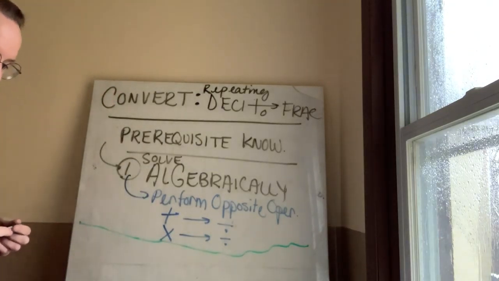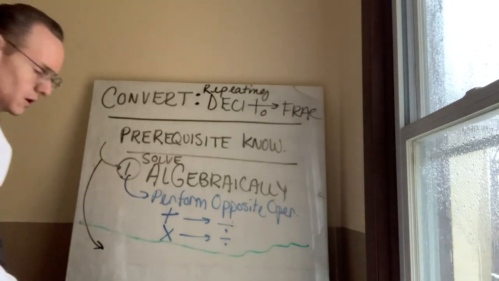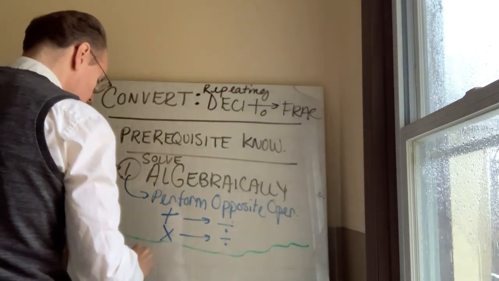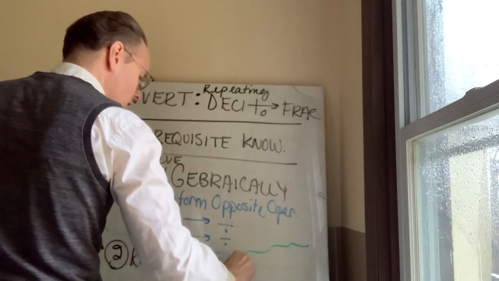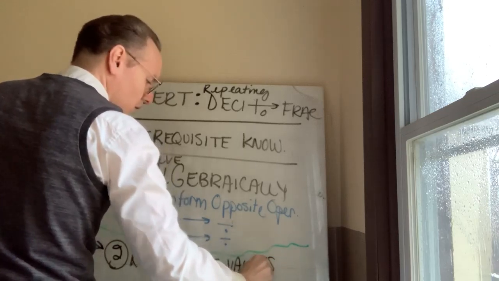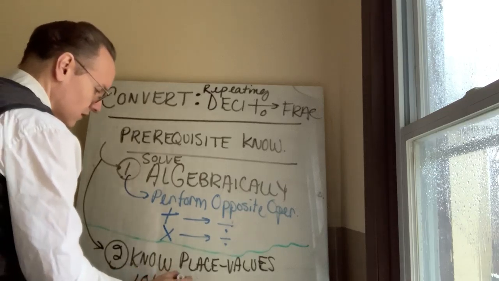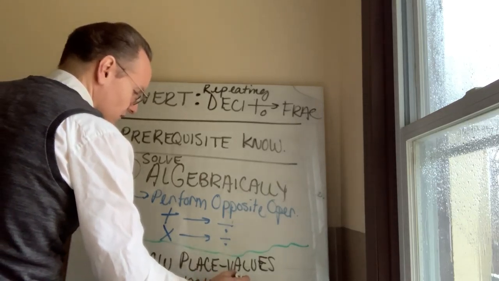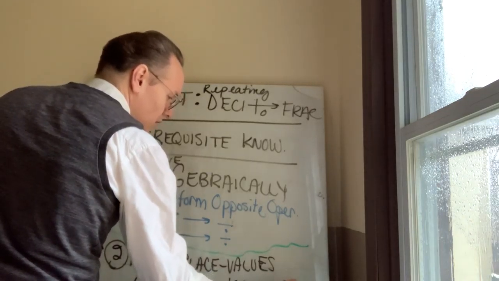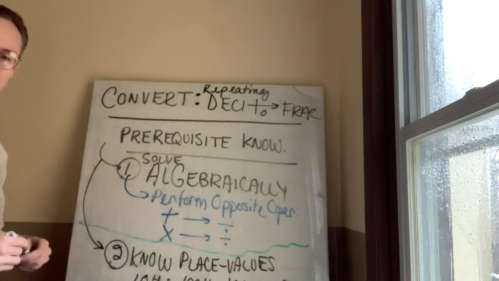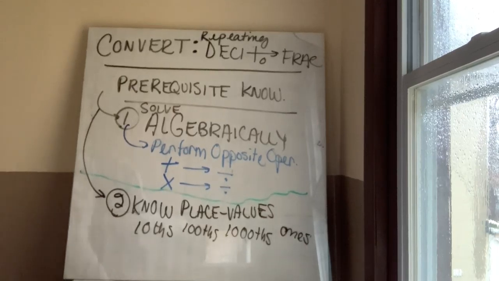Another piece of information that would be good to know. Know your place values. Especially the tenths place, the hundredths place, the thousandths, also the ones place. This is out of frame, sorry. Know the tenths, know the hundredths, know the thousandths, and definitely know the ones place.